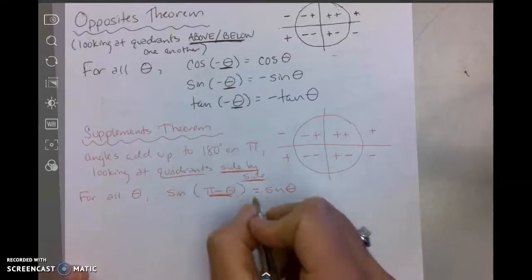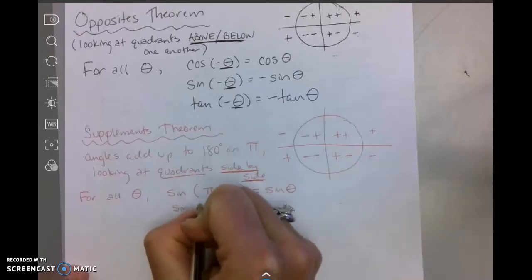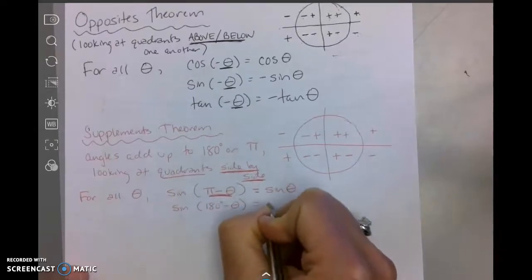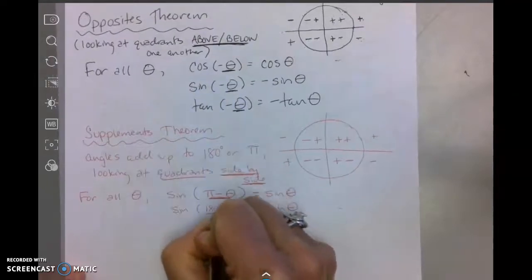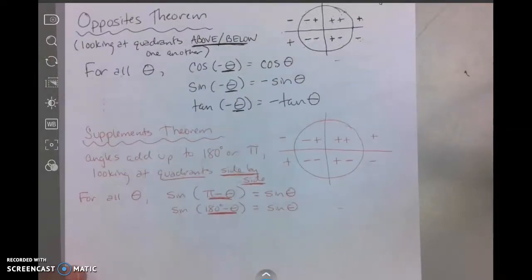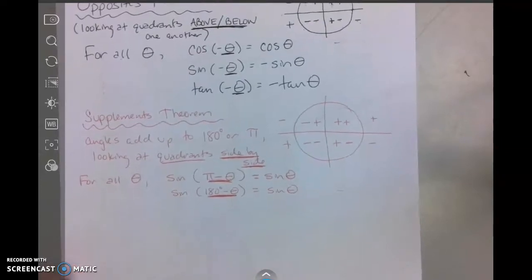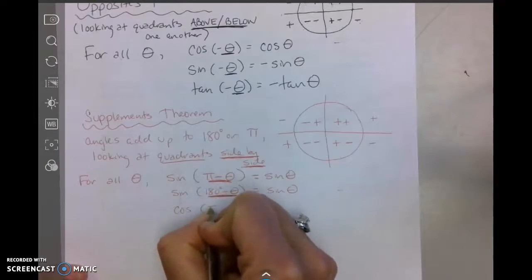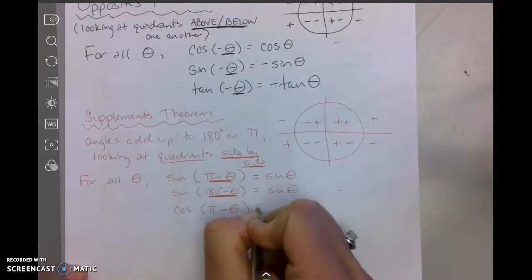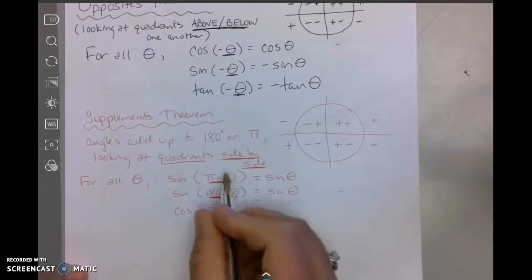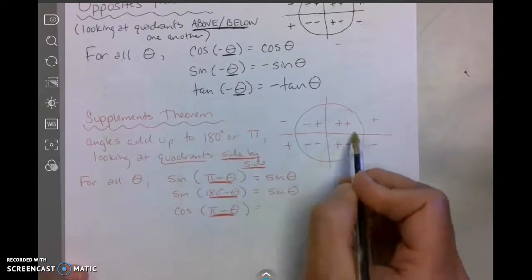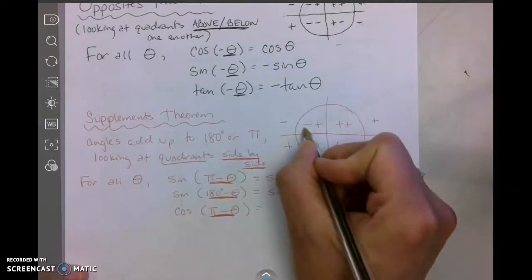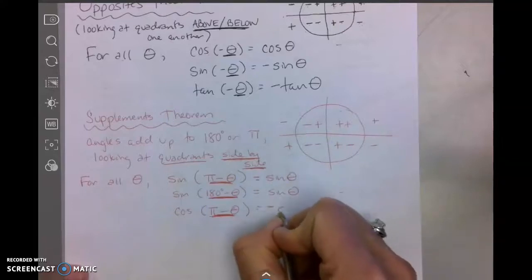I also want you to note that this could have been written as sine of 180 minus theta equals the sine of theta. These mean the same thing. You can either write it as pi minus theta or 180 minus theta. Then let's look at cosine of pi minus theta. So again, side by side quadrants are supplementary angles. Cosine is the x coordinate, positive here, negative here. They are different, so it becomes the opposite sign.